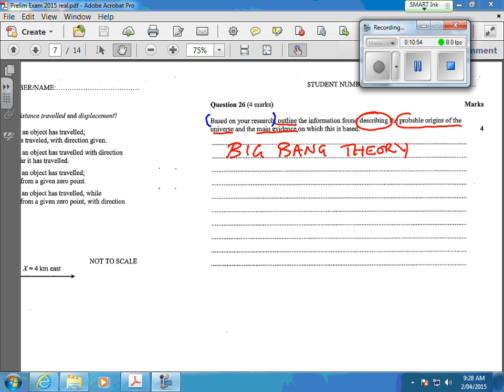So to write down stuff like, during our class, we did lots of research on origins of the universe, and after a lot of consideration and discussion, we found out that the most probable one is the Big Bang Theory, and everyone likes the Big Bang Theory. Well, don't put all that stuff in, it's not necessary. So you've covered the fact that you've named a probable origin.